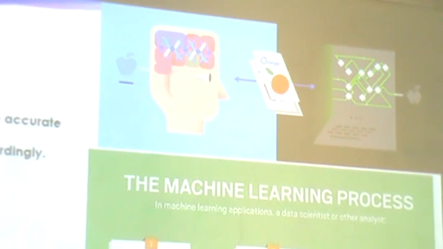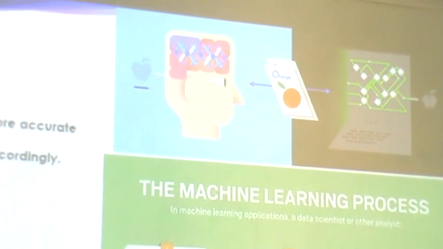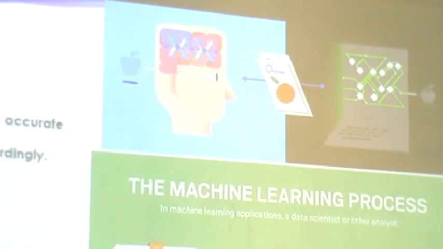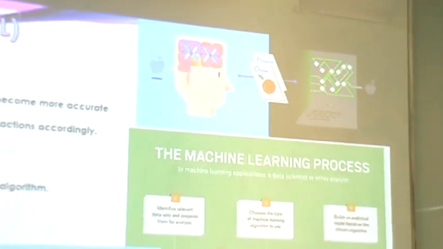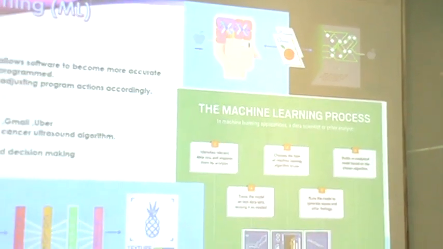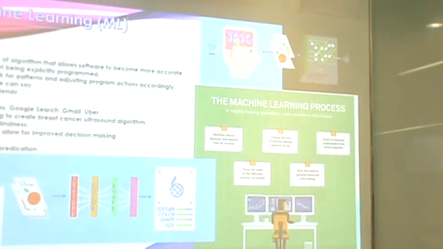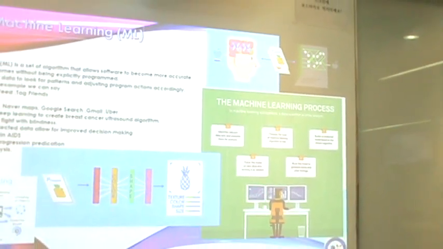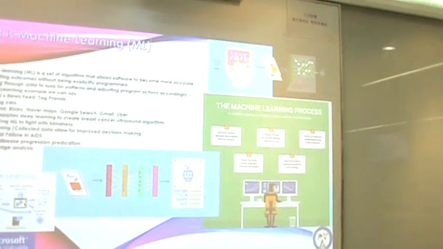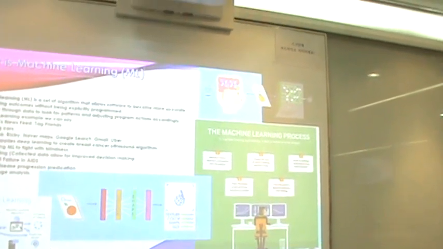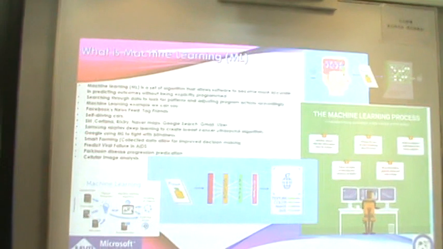If anybody knows about the neural network, the neural network is the concept of our brain: how our brain gets trained. That is the concept of a neural network. That neural network concept was used in machine learning to train the systems. Okay, so again, we can see that here in the second image.